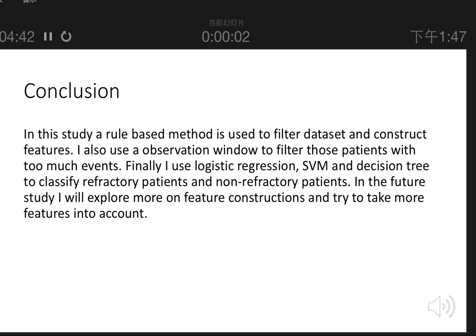In conclusion, in this study, a rule-based method was used to filter the dataset and construct features. And in future study, I will explore more on feature construction and try to take more features into account.